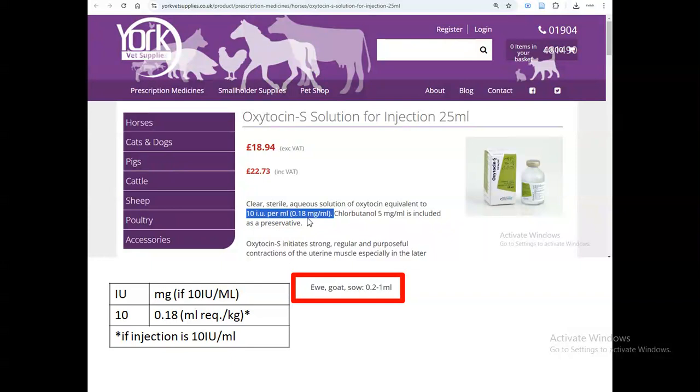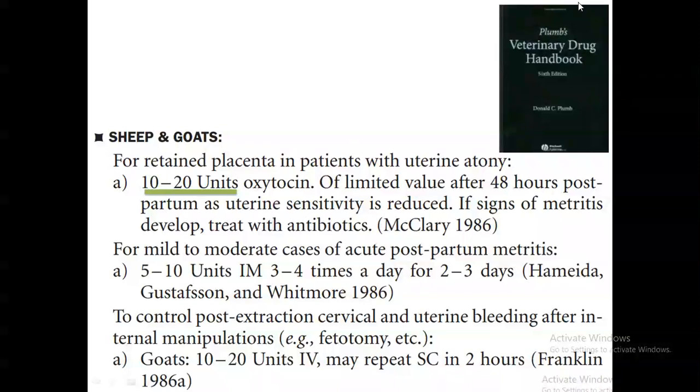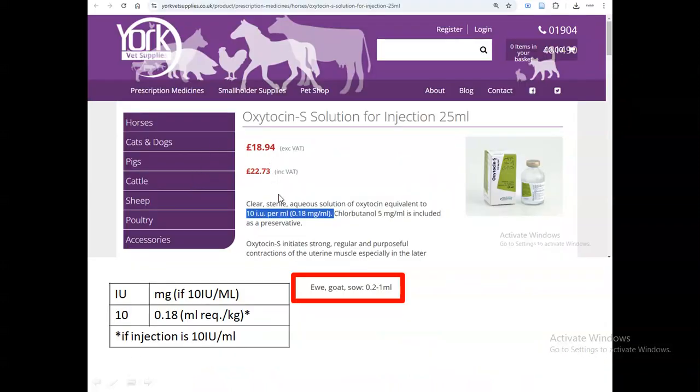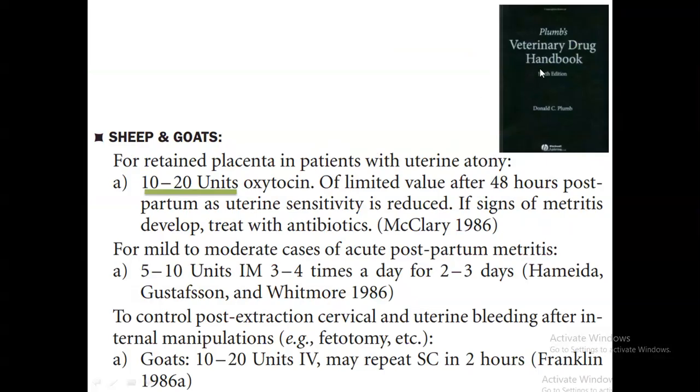We will compare these doses with the textbooks. This is Plumb's veterinary drug handbook. According to that, it is 10 to 20 units of oxytocin for retained placenta in patients with uterine atony in sheep and goats. So 10 to 20 international units is approximately the same as the manufacturer's, which was 10 international units. So Plumb's veterinary book's information can be said to be correct.